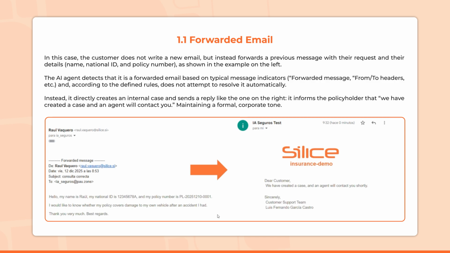Scenario: forwarded email. The customer forwards a previous message that includes their question and their details. The AI agent detects that it's a forwarded email and, instead of resolving it automatically, creates an internal case and replies letting the customer know that an agent will contact them.